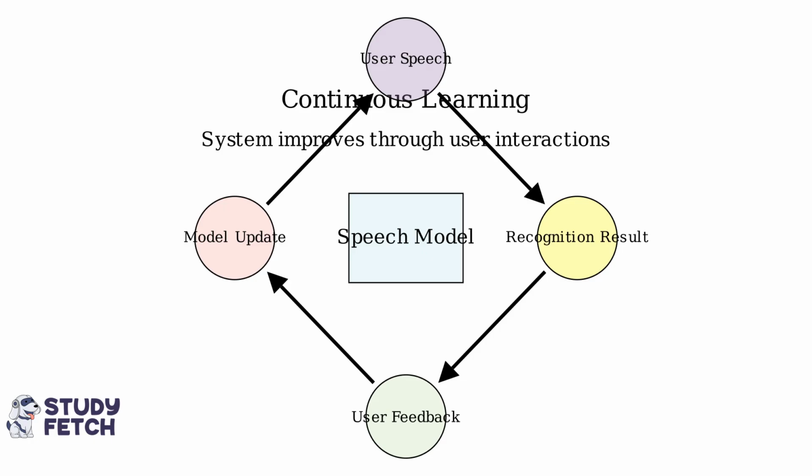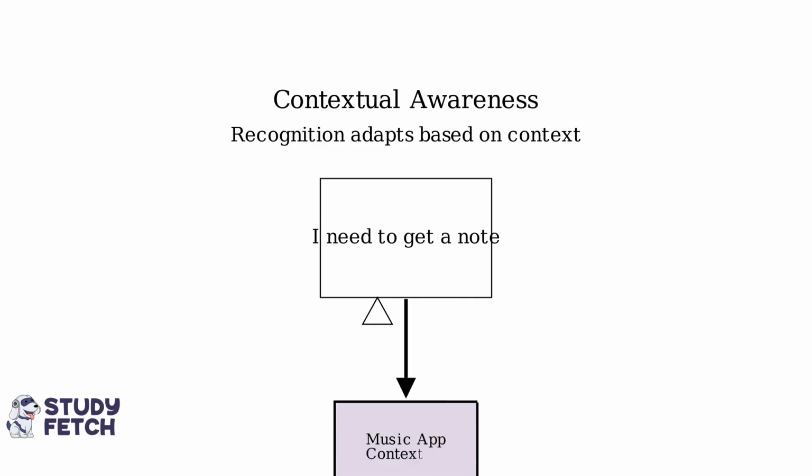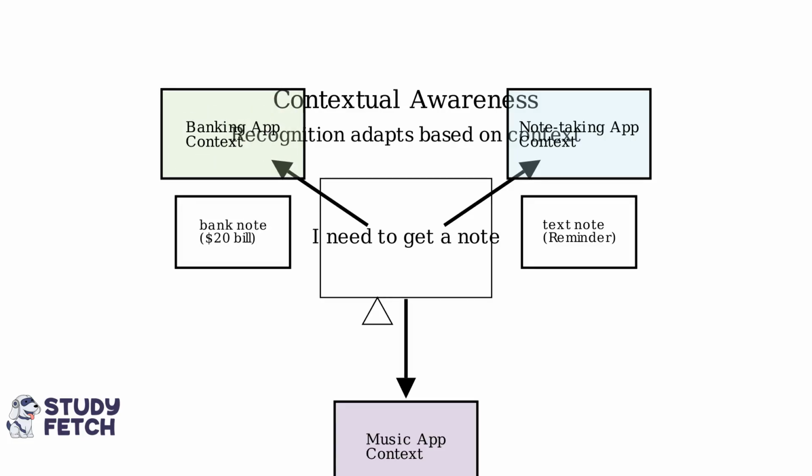Contextual awareness is another powerful feature of modern speech recognition. The system adjusts recognition based on device location, active applications, or previous conversations. For example, the phrase, "I need to get a note," would be interpreted differently depending on whether you're using a music app, a note-taking app, or a banking app.